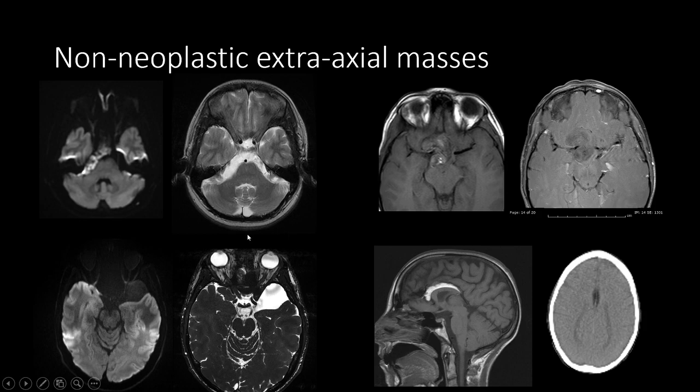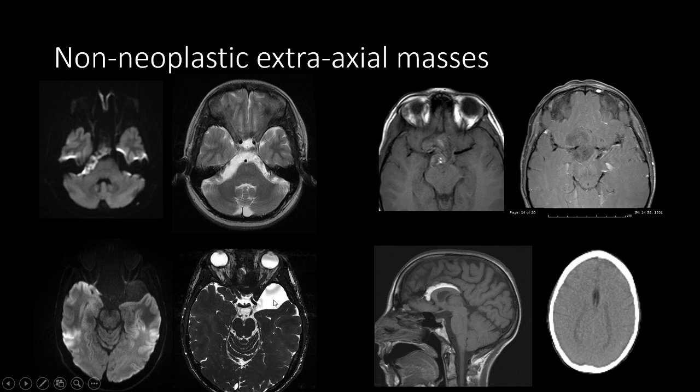So here are each of these entities next to each other. In the upper left, this is an example of an epidermoid cyst. We see this T2 hyperintense extraaxial mass compressing the brainstem and the cerebellum. It looks a lot like CSF on the T2 weighted image, but on the diffusion weighted image, there's restricted diffusion, and this is characteristic of an epidermoid.